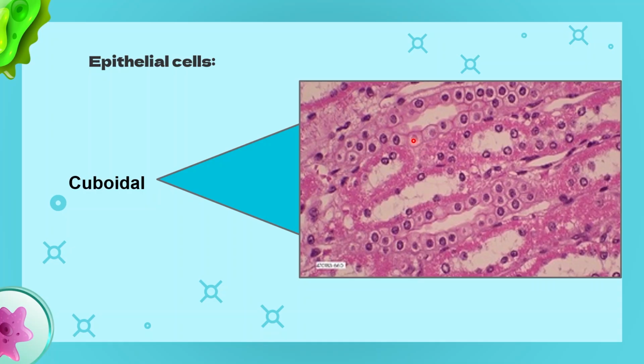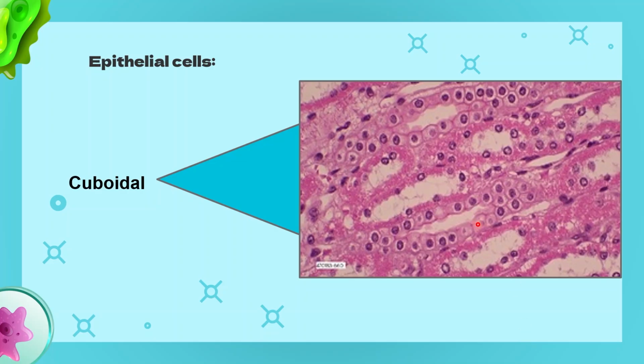Here, you can see the nucleus of these cells, correct? So the cuboidal cells, their nuclei, are always spherical and centered. See? They're almost perfect circles, spheres. You can tell from the nuclei what type of cell it is.